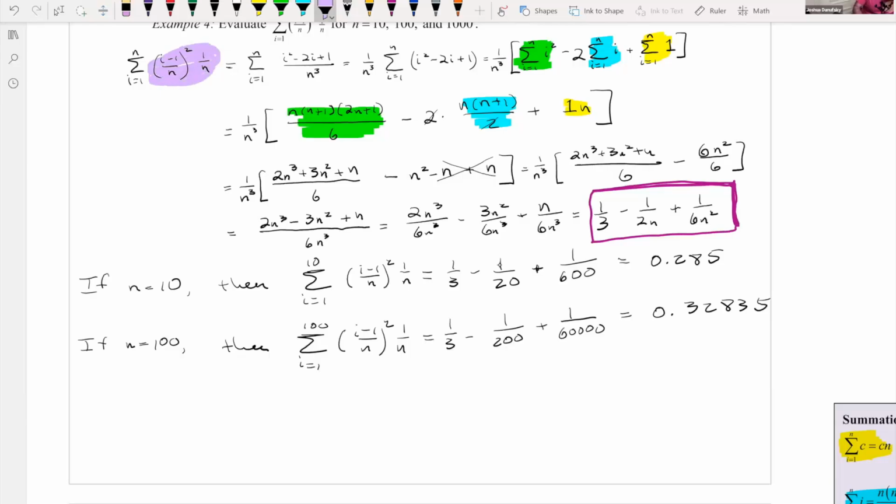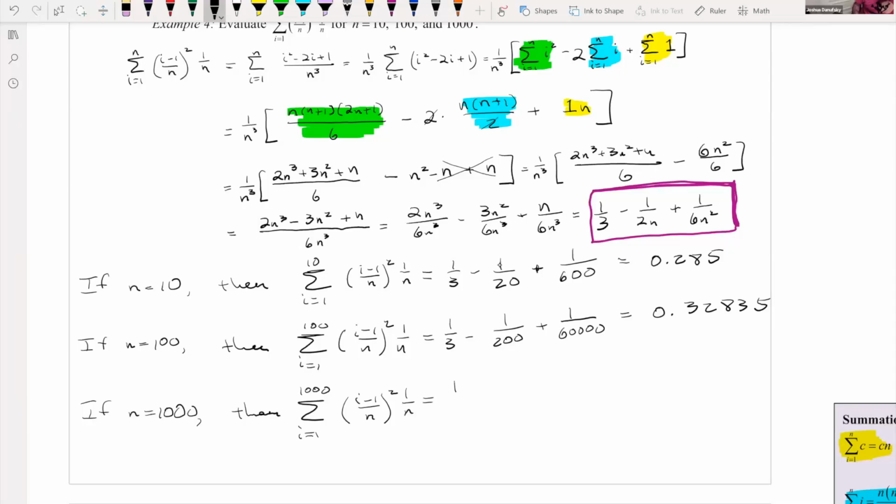Now that's pretty impressive. And we did it in a relatively short amount of time and with relatively little effort in comparison to adding up 100 of these. But what about if n equals 1,000? Oh my gosh, that's got to be insane. Well, here we go. Then the sum i equals 1 to 1,000. We're adding 1,000 of these types of terms here.